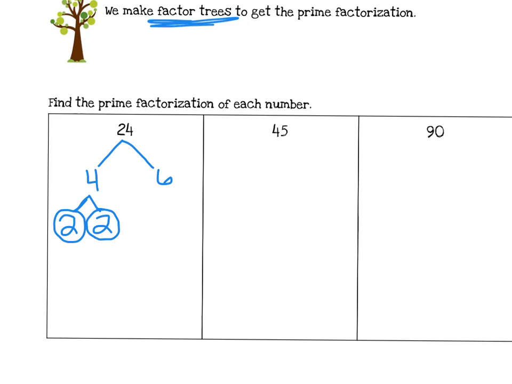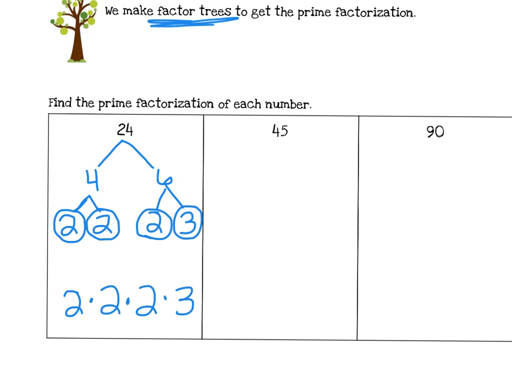Let's go back over here to 6. 6 can be broken down into 2 times 3. Is 2 a prime number? Yes. Is 3 a prime number? Yes. Okay, so we've got all prime numbers here. So we would say that the prime factorization of 24 is 2 times 2 times 2 times 3.